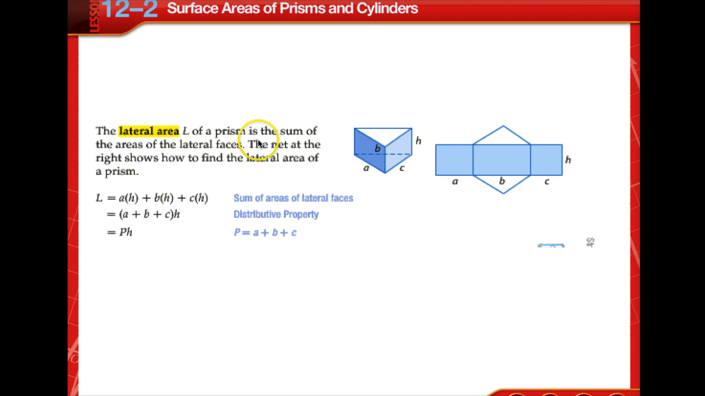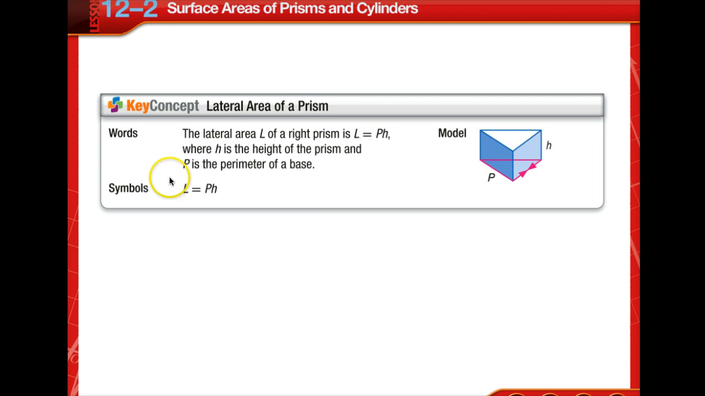The lateral area L of a prism is the sum of the areas of the lateral faces. The net at the right shows how to find the lateral area of a prism. So if you were to take this and cut it apart and lay it flat, it shows how to find the lateral area. And we have a formula for that. It's the perimeter of the base times the height. The lateral area L of a right prism is L equals the perimeter of the base times the height, where h is the height of the prism.